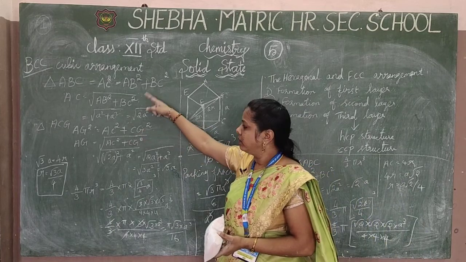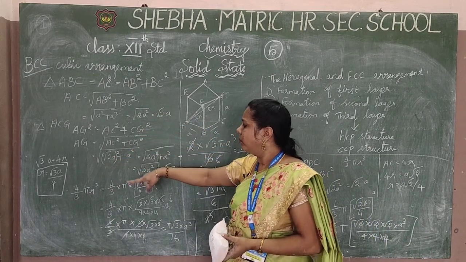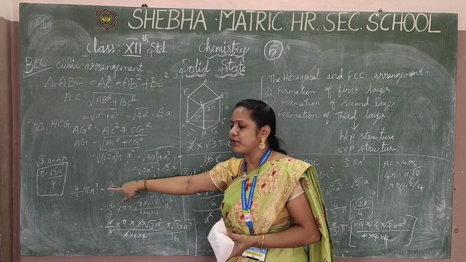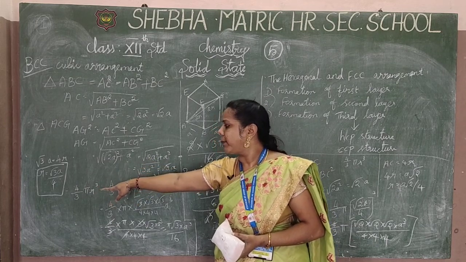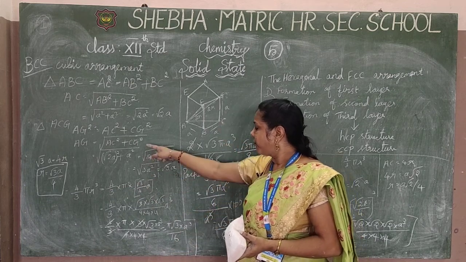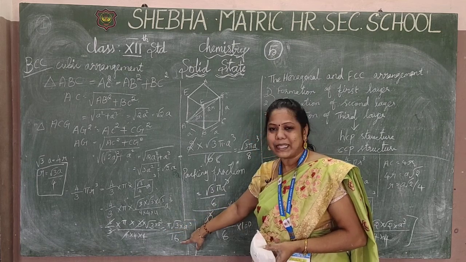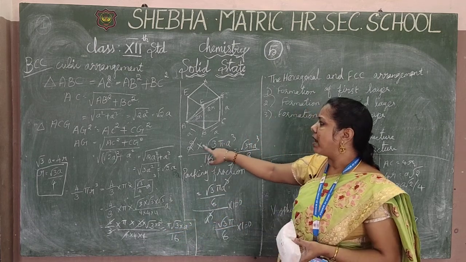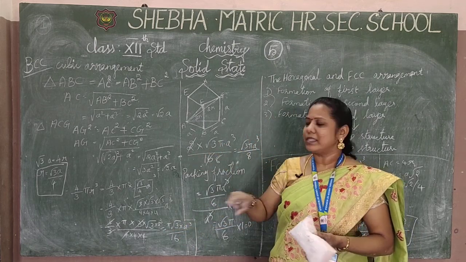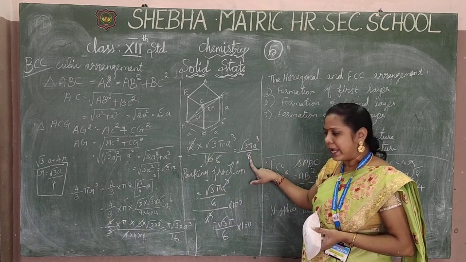From the triangle, we have to find out the radius. To get the radius value, you have to substitute it in the formula 4 by 3 pi r cube. From this formula you get pi root 3 into a cube by 16. Again I am going to multiply with the BCC, that is body centered, so that we can get root 3 pi a cube by 8.